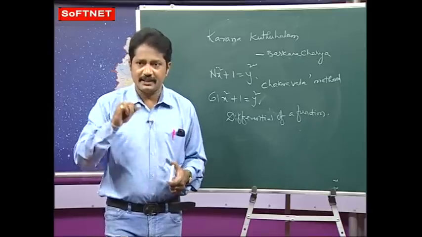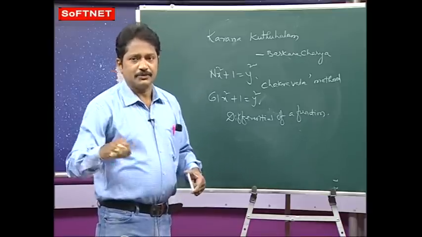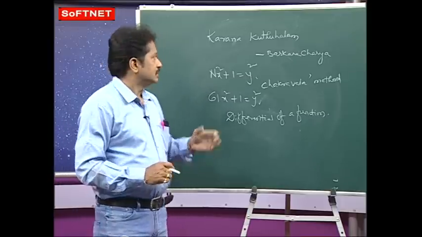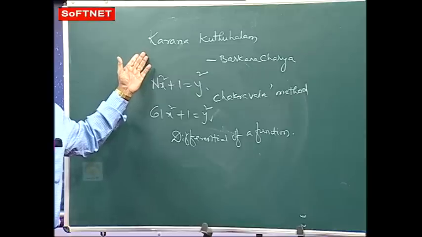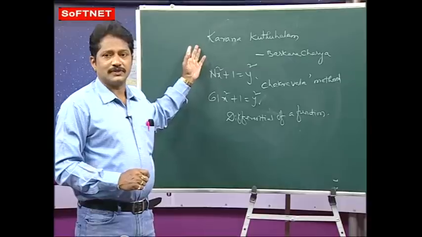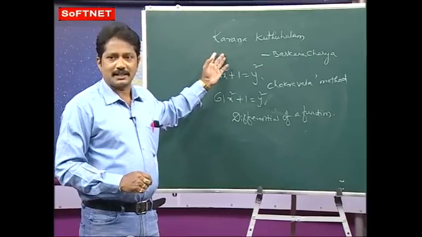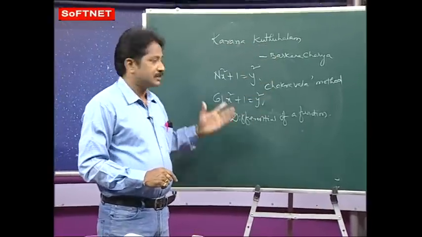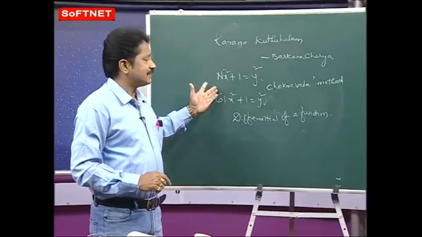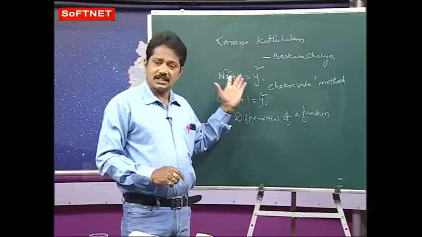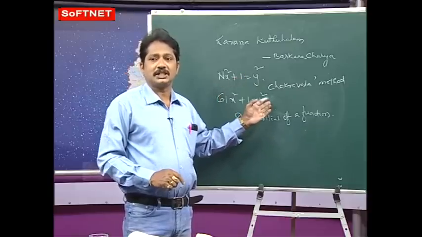I will give a small example for that. Before that, I have to recapitulate these things here. Bhaskaracharya is a very familiar Indian mathematician. The second book written by Bhaskaracharya is Karana Kutuhalam. He has given one equation, nx square plus 1 equal to y square. He solved this equation by using the Chakravala method.